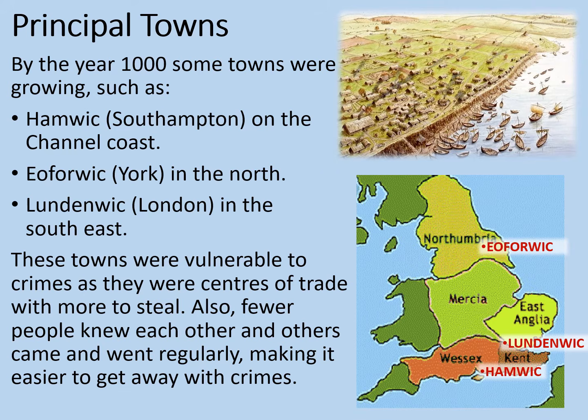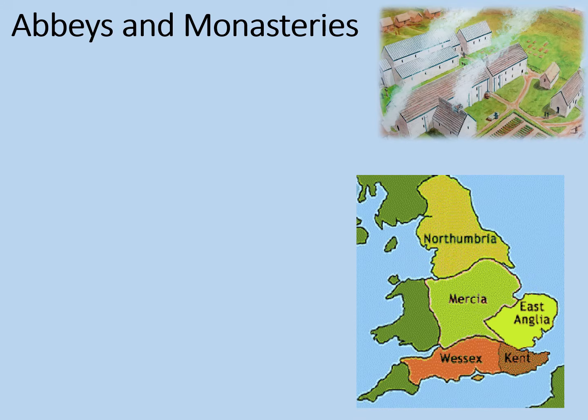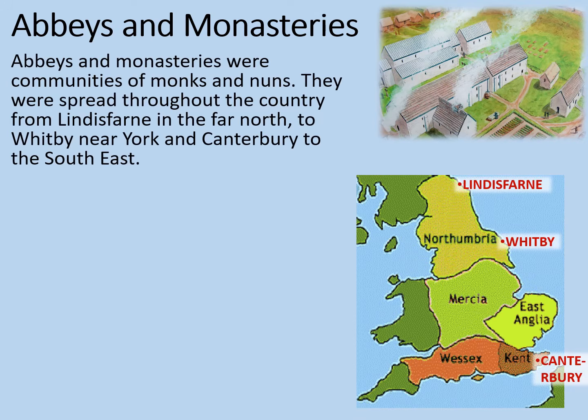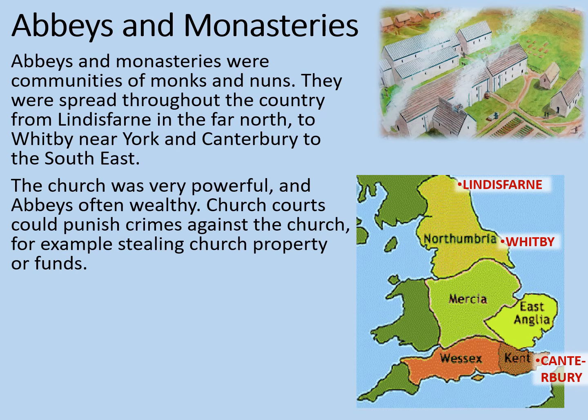But there's a third strand to Anglo-Saxon society, which has got relevance to crime and punishment. That third strand is the abbeys and monasteries, belonging to the church. Abbeys and monasteries were communities of monks and nuns. They were spread throughout the country from Lindisfarne in the far north to Whitby near York and Canterbury in the southeast. The church was very powerful and abbeys were often wealthy.